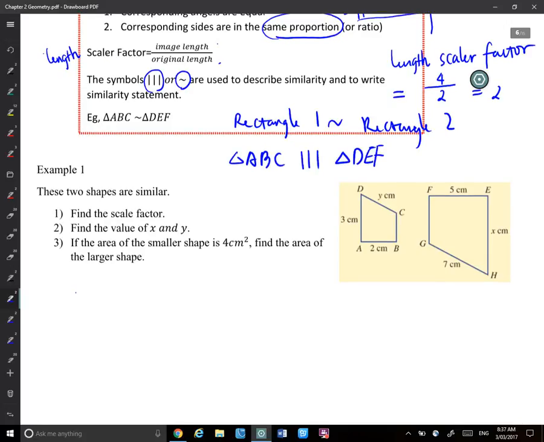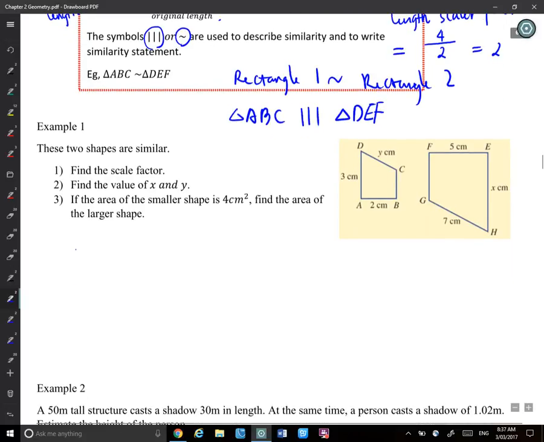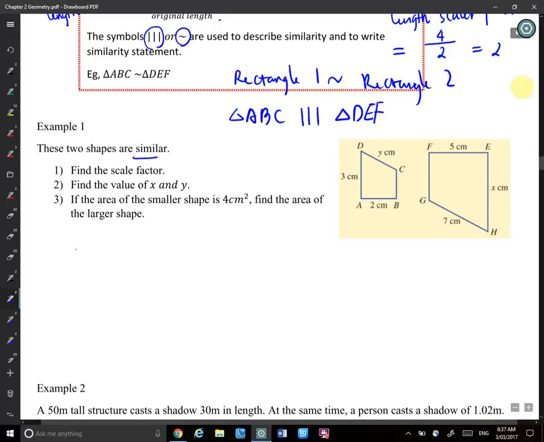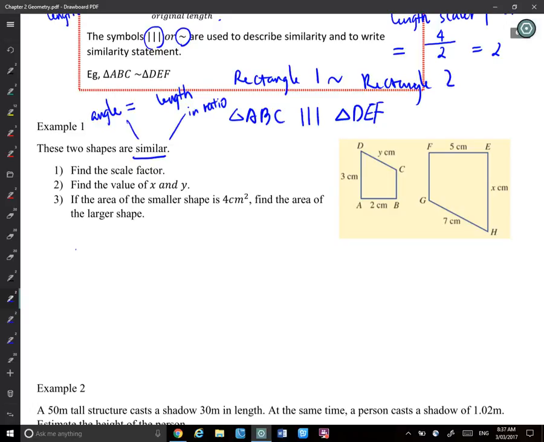Okay, let's have a look at example 1. In example 1, these 2 shapes are similar. The first information I tell you is that they're similar shapes. So the information you will know will be 2 pieces of information. All the corresponding angles must be equal, and all the corresponding lengths will be in the same ratio. Okay, that's the 2 things you will know from similar shapes. As long as they are similar shapes, you have those 2 properties. So find the scalar length.